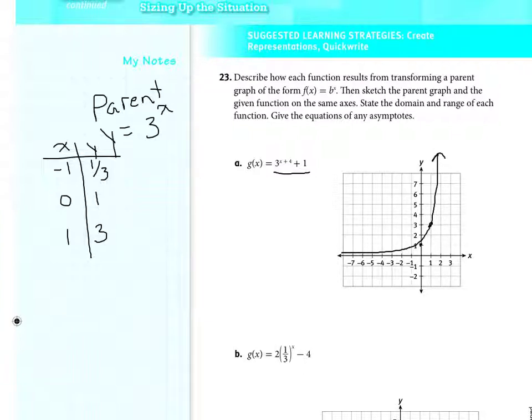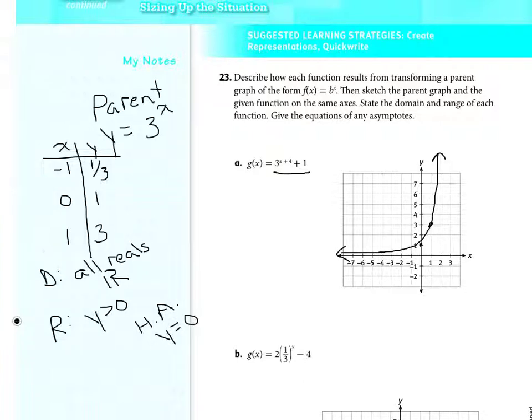We're also asked to give the domain and range and the equation of any asymptotes. So the domain of this function is all real numbers. And you can write all reals if you'd like. Or remember, we did the fancy R's. And our range are all the y values greater than 0. And we do still have a horizontal asymptote at y equals 0.